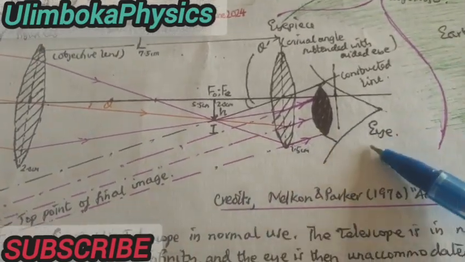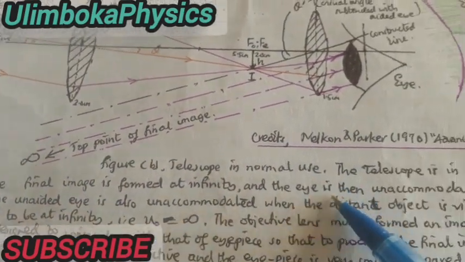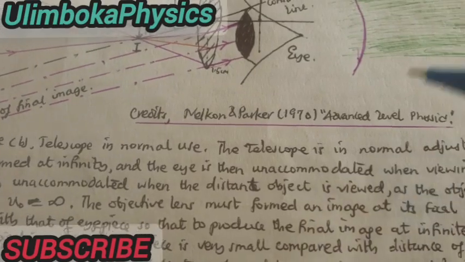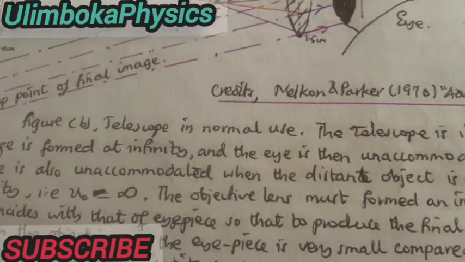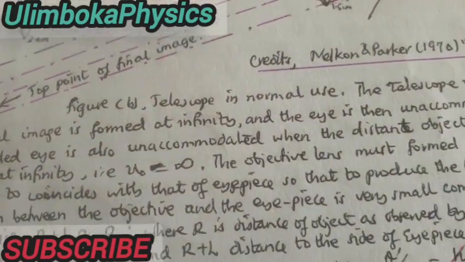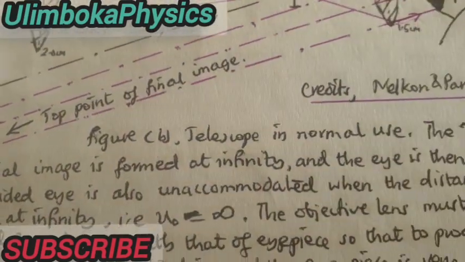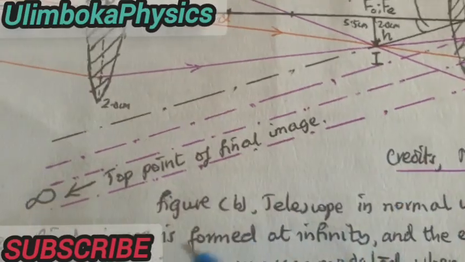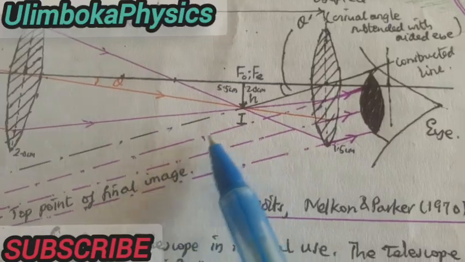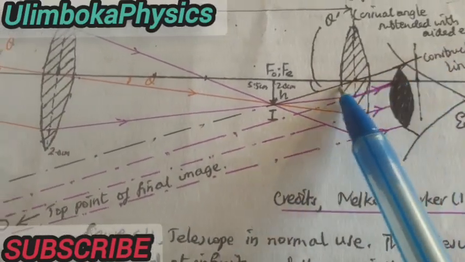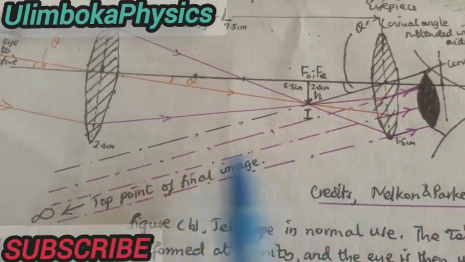In normal use of a refracting telescope, the final image must be at infinity, and therefore we say that the eye is unaccommodated and undergoing the least strain, or is very relaxed, as previously explained for the simple microscope. The top point of the final image is as you can see here. These are the construction lines as usual. You must first draw this construction line so that it directs you where the refracted lines will head backwards.